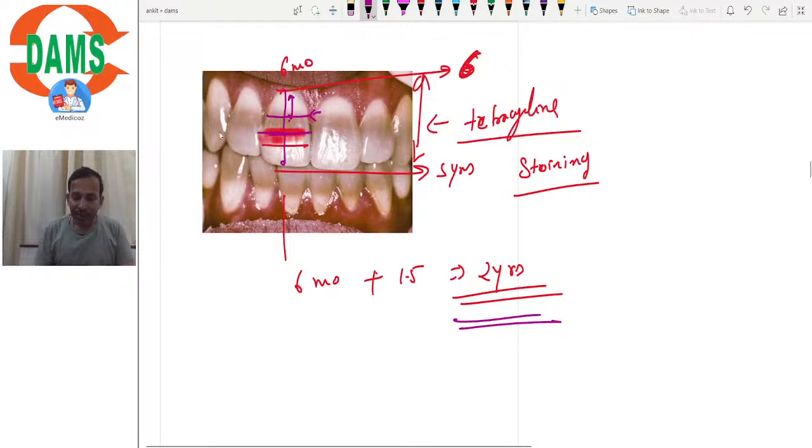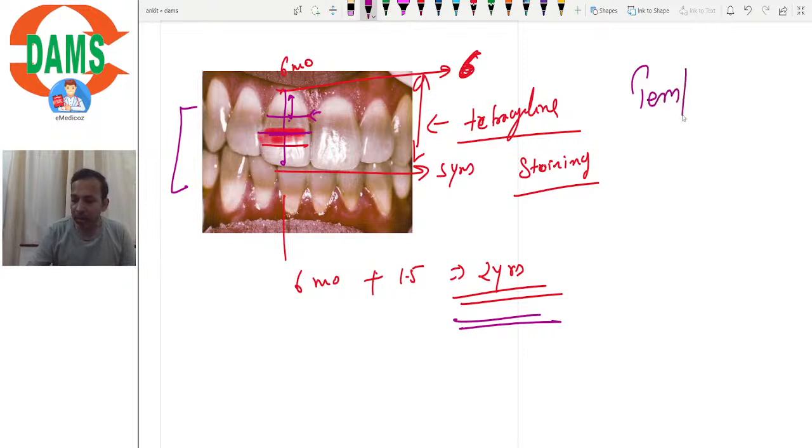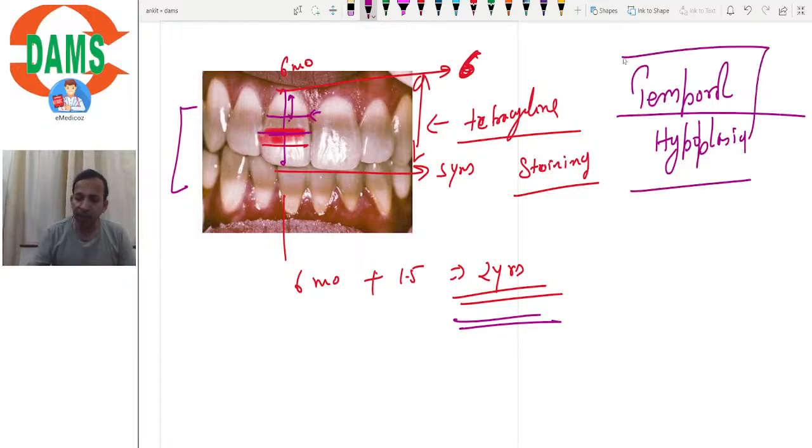And since it is a time-related disturbance, isn't it? Because tetracycline was given at 2 years of age, and for a limited period, it caused staining, and this staining is seen in all the teeth. So that's why this is sometimes referred to as temporal hypoplasia. Temporal because it is time related. So temporal hypoplasia, that is what it is sometimes known as.